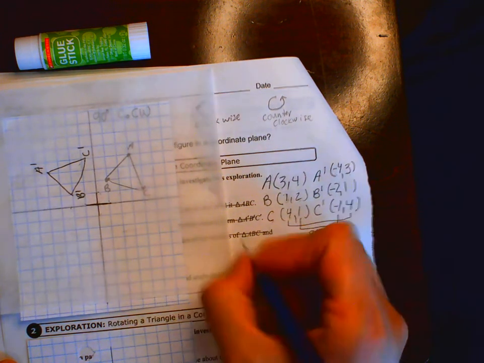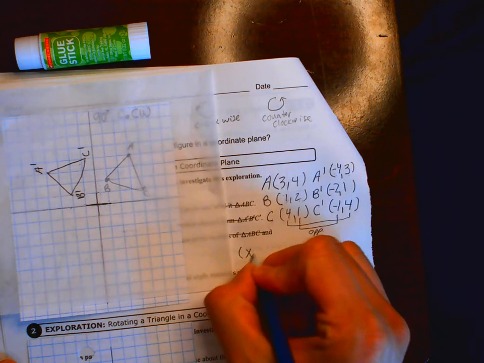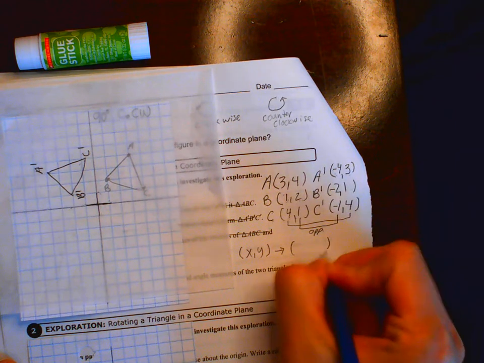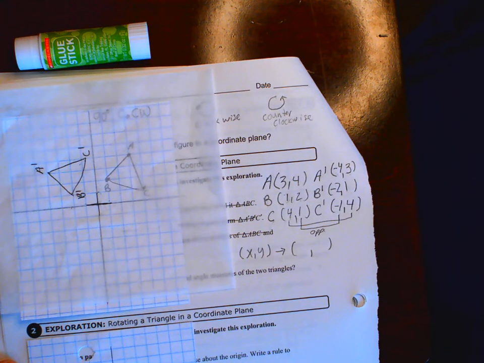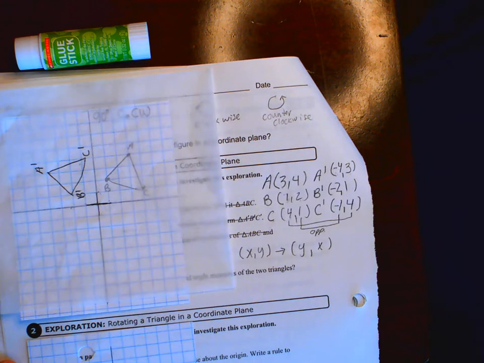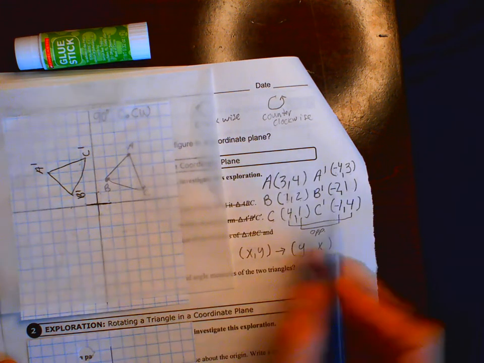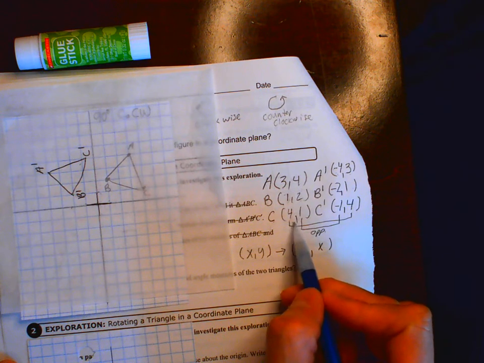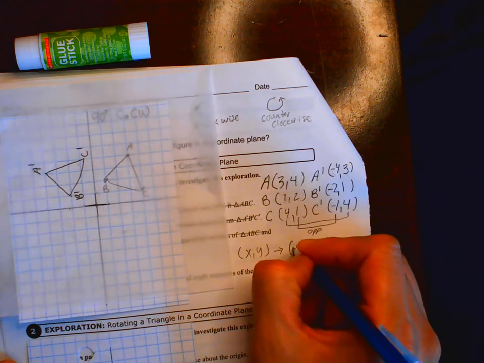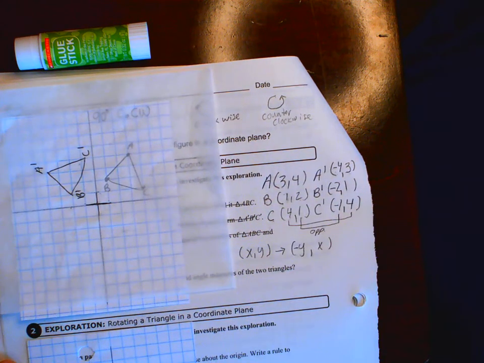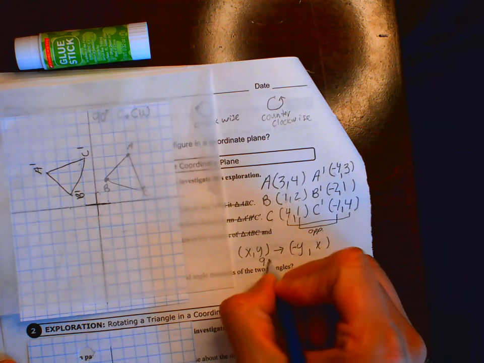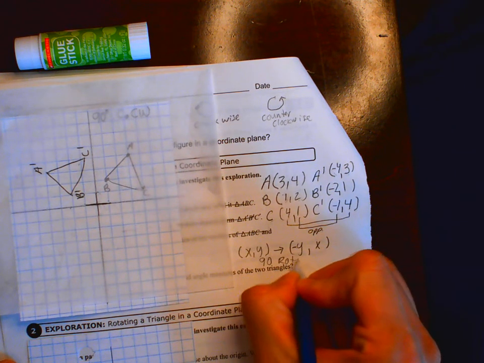So if I wanted to come up with a rule for this, it would be very simple to come up with, because what ended up happening is that the X and the Y switch, but only one of them changed signs, and it happened to be the Y value. It changed signs into -4, -2, -1. So that would be (-y, x). So this is the rule for a 90-degree rotation.